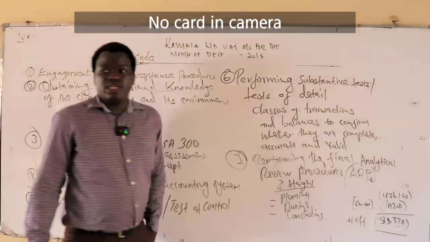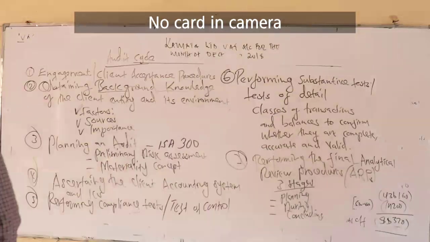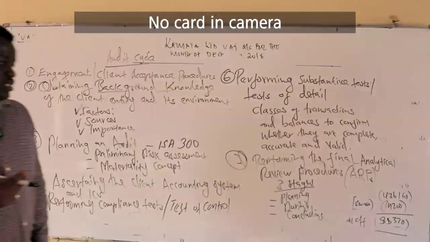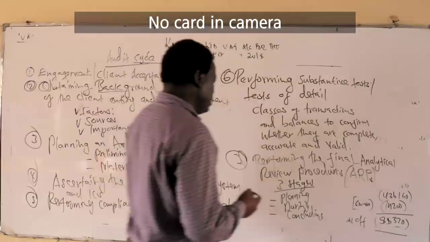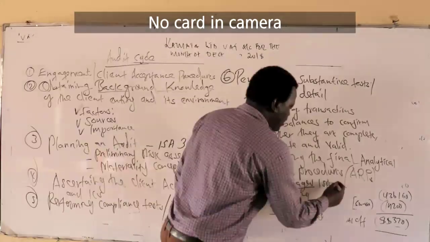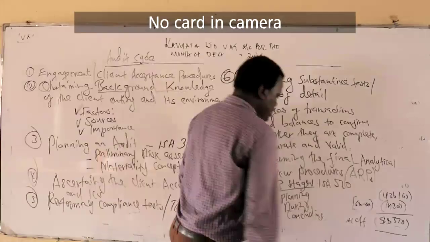If you want to read more on the analytical review procedures, we make reference to ISA 520, the International Standard on Auditing 520.